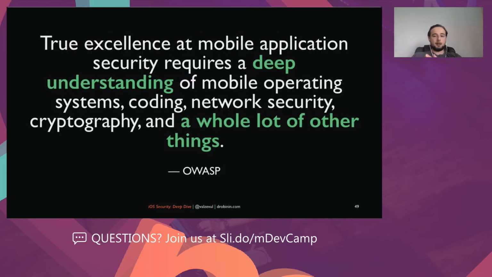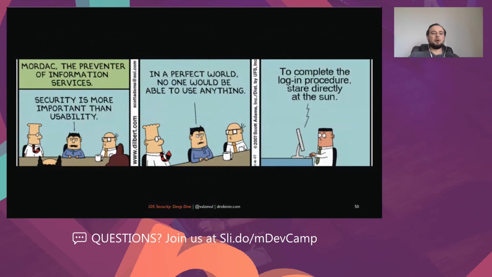So with that in mind, as OWASP quotes beautifully, the true excellence at mobile application security requires very deep understanding of mobile operating systems, but not only, it's also coding, network security, cryptography, and a whole lot of other things. And I encourage you to look into these things, because otherwise you might have a wrong feeling of security being something preventing the users from getting the best experience, and feeling that in a perfect world, no one would be able to use anything. They would be just super secure. But is it security if people can't do anything with your app?